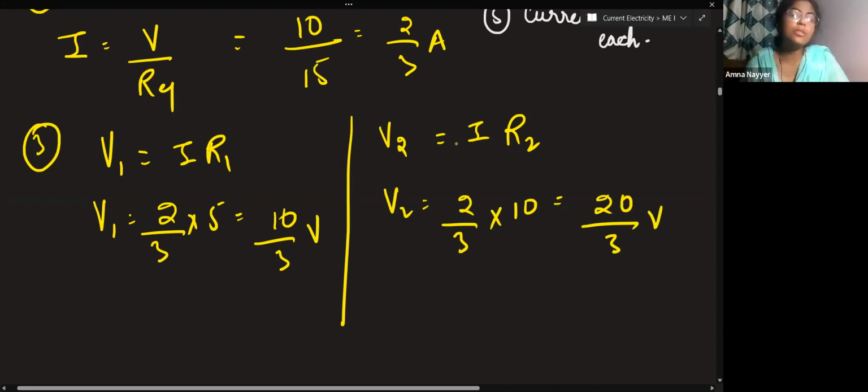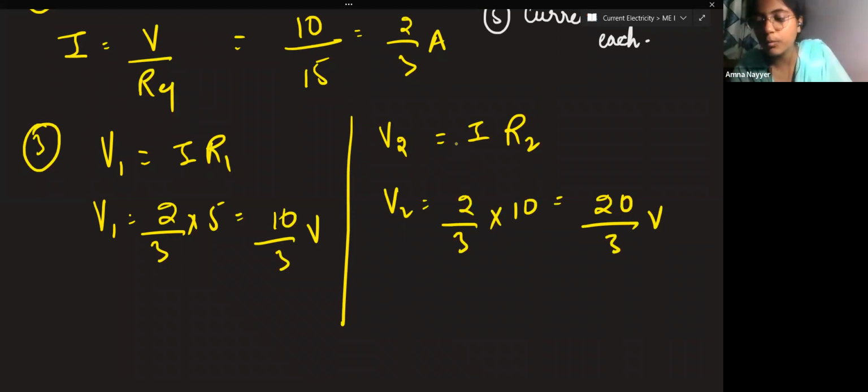I was wondering why my answer was coming wrong, which you also have to cross check whenever you are performing calculations. When I am adding 10 by 3 and 20 by 3, what am I getting? If you add 10 by 3 and 20 by 3, exactly, that's 10 volt. And that was the original voltage.